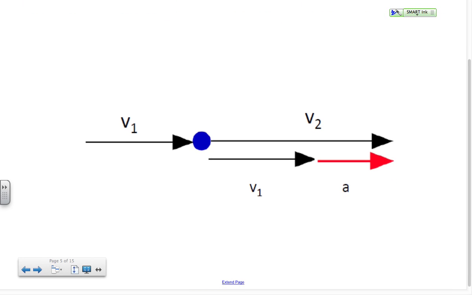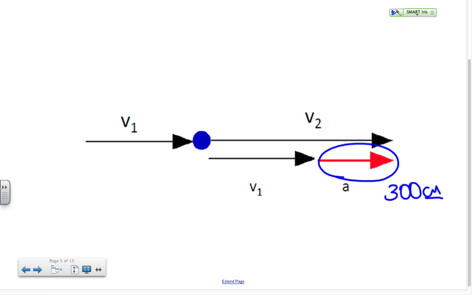So the acceleration is telling me that the velocity got bigger by that much in that unit time. If you think back to the car and ramp lab, many of your cars had an acceleration of 300 centimeters per second. So that means in that 1 second time interval, the velocity changed by 300 centimeters per second. And it did that each time.